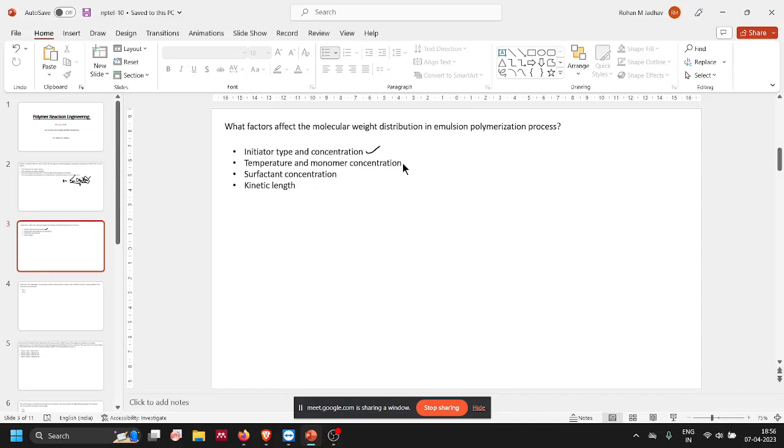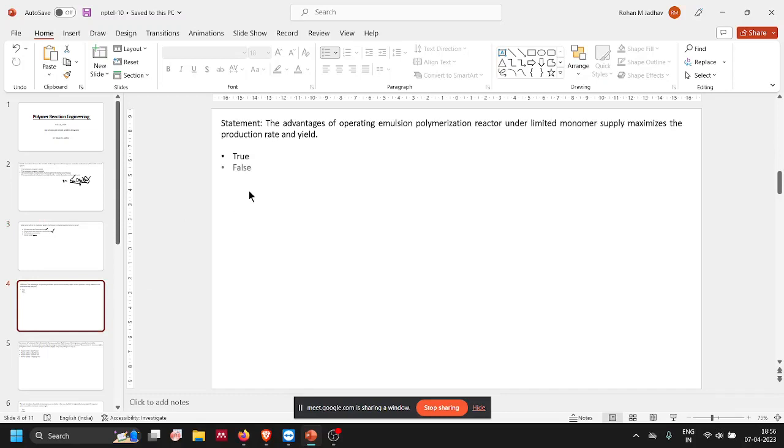On top of that, the temperature and monomer concentration. As we have seen, because of the change in temperature, the kinetic length also changes and the polymerization rates differ. So the initiator type and concentration, along with temperature and monomer concentration, affect the kinetic length of the polymer. These three factors are very important in determining the molecular weight distribution during an emulsion polymerization process.